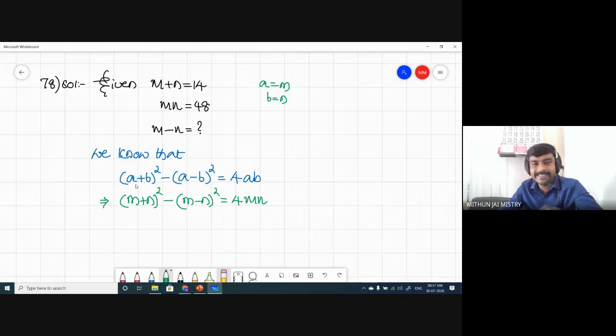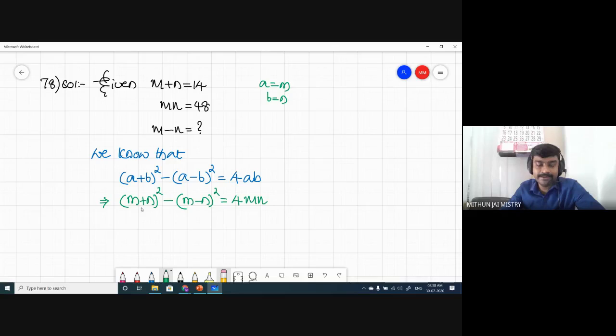See beta, our identity is always in terms of a and b, but whatever is given, we have to compare them with the available a and b, and we have to analyze. Now in this, Tapasvi, we have three different terms. One is m plus n, one is m minus n, one is m into n. So which two do we actually have? M plus n, m minus n, mn. Among these three, which two values do we have? Tapasvi.